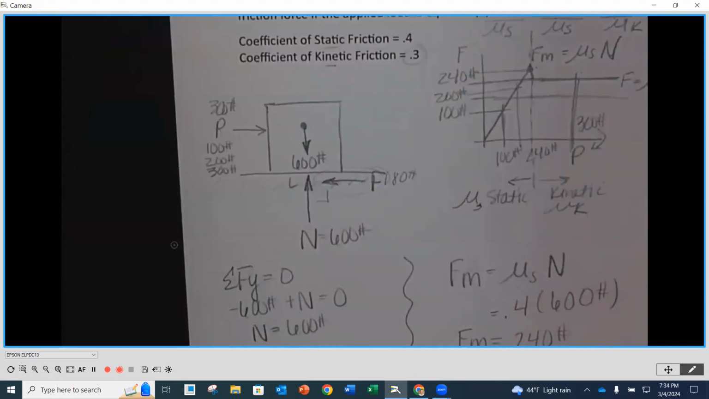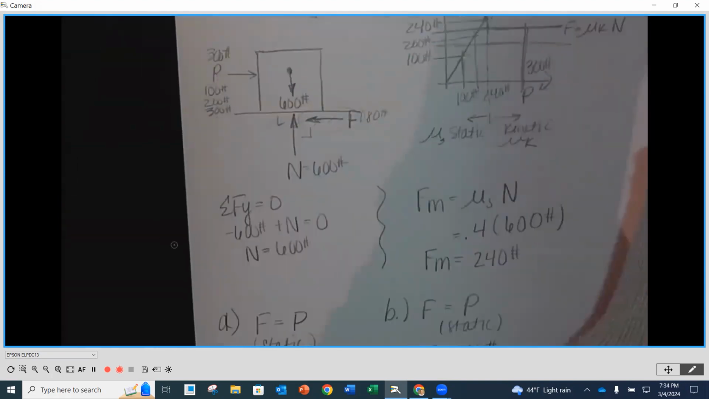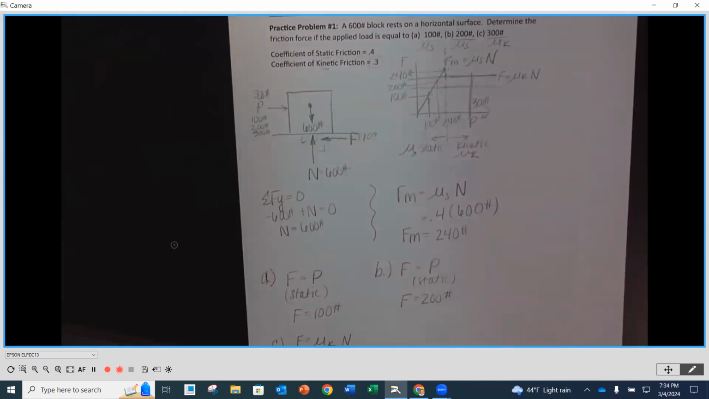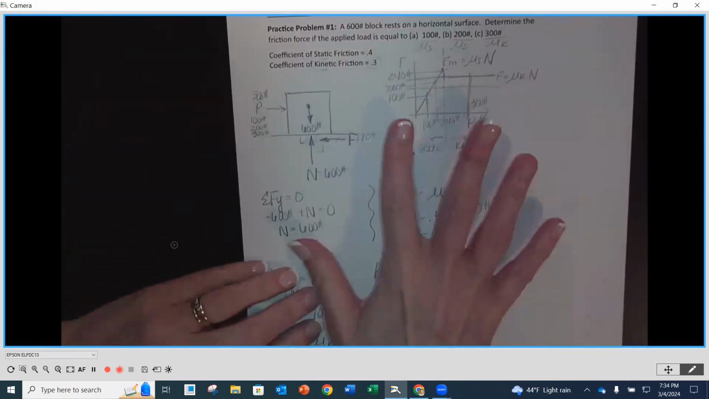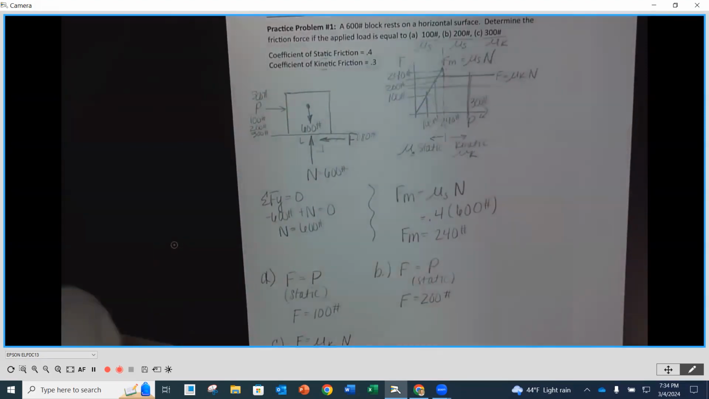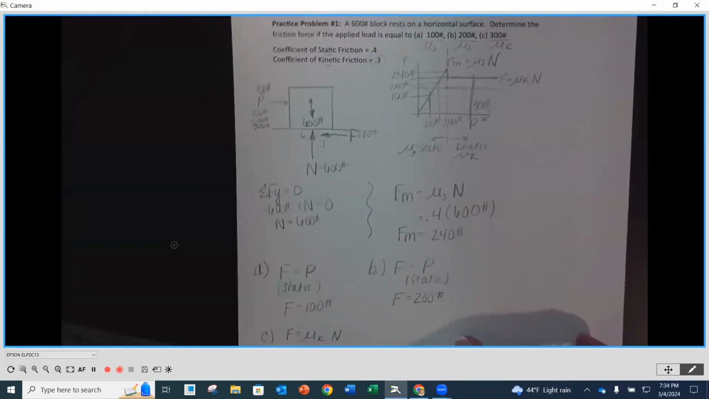This is going to be similar to the first problems that you have to do, except the problems that you have to do are going to be at an angle. So they're a little bit more involved, but it's the same concept. We have to figure out where our impending motion is occurring and then determine which side or the other we're on. So I'll talk about that when we look at our application problems. Okay, let's look at our next problem. We'll turn the page.